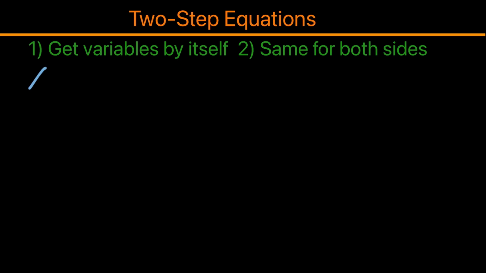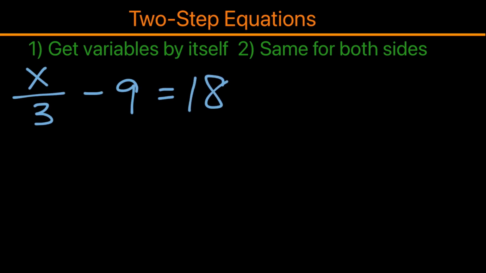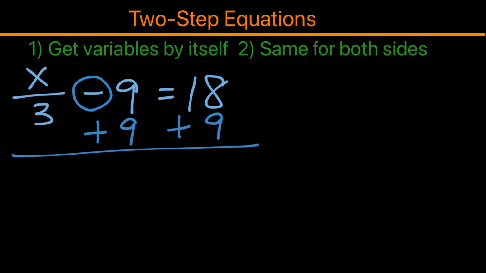Now what about this one? The operation here is subtraction. So we're going to add 9 and add 9 on the other side. These two cross out. 18 plus 9 is 27 equals x over 3.